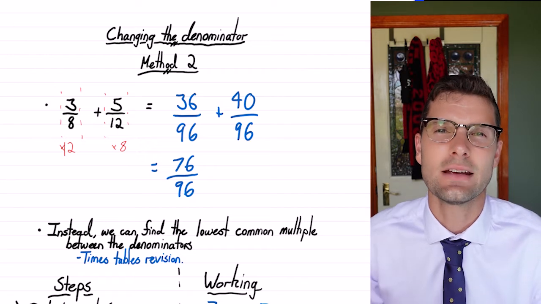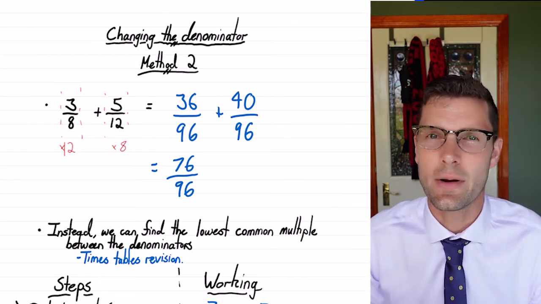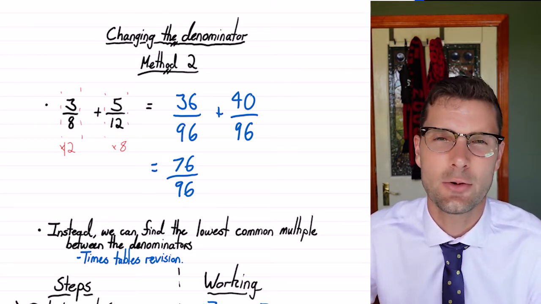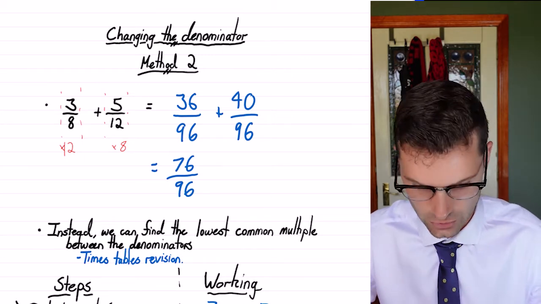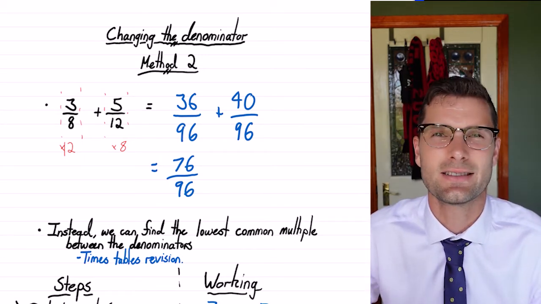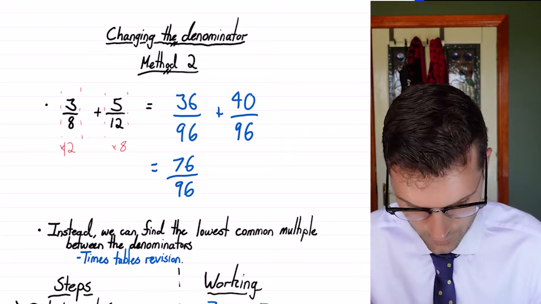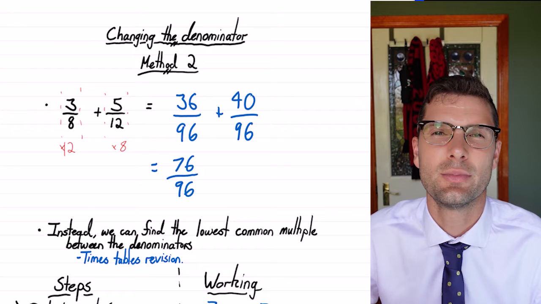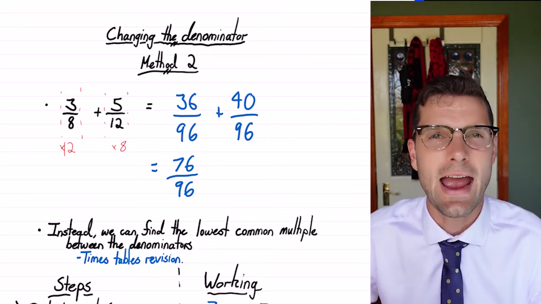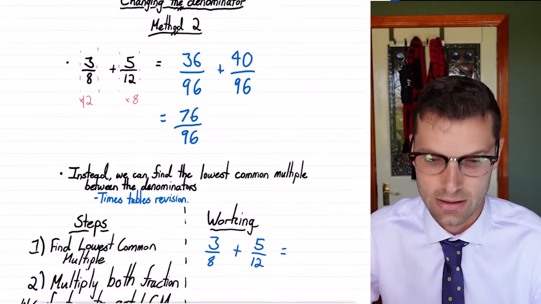So instead of just multiplying with the denominator of the other fraction, we can find the lowest common multiple between the two denominators. Really, this is just practice. Do I know my times tables well? The other way to look at this is to find a common multiple of both of these numbers. So for 8 and 12, they both multiply into 24.